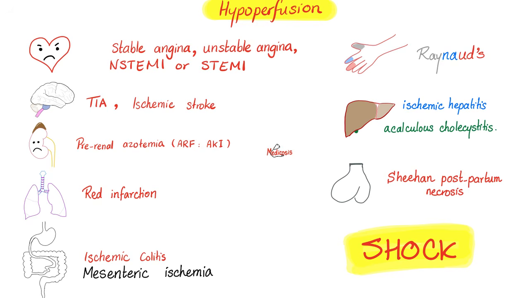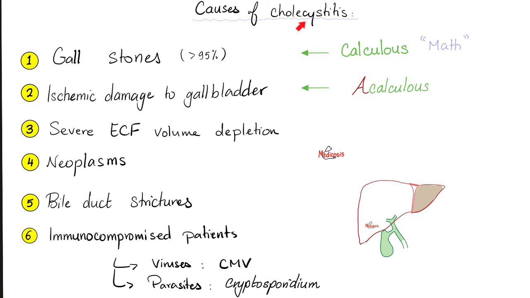Hypoperfusion to the gallbladder, acalculous cholecystitis, inflammation of the gallbladder without stones. In other words, cholecystitis is caused by stones most of the time, but not all the time. You can still get acalculous cholecystitis due to ischemia, hypoperfusion, especially if I have shock or severe extracellular fluid volume depletion.